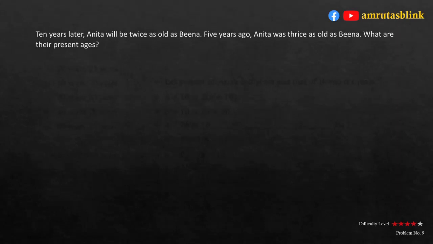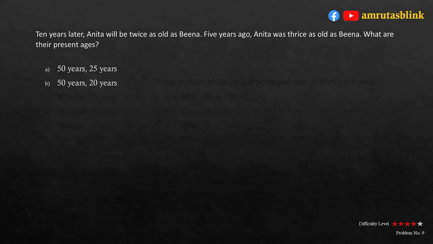Let's look at problem number 9. This problem also has a difficulty level of 4. 10 years later, Anita will be twice as old as Bina. 5 years ago, Anita was thrice as old as Bina. What are their present ages?